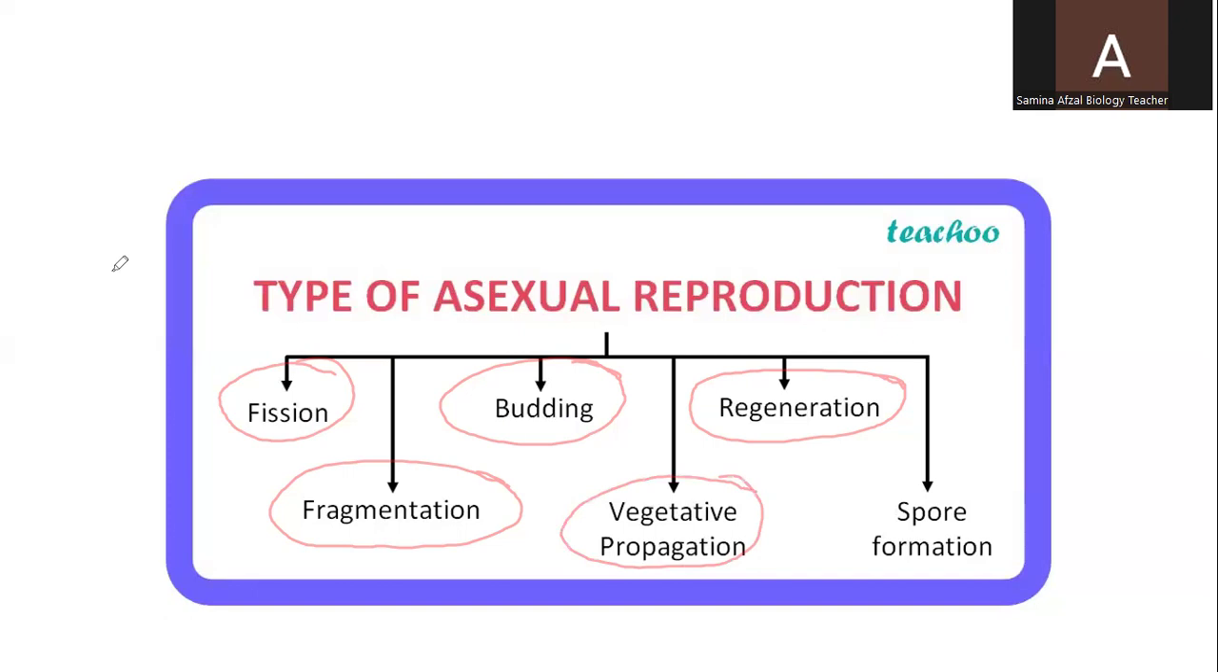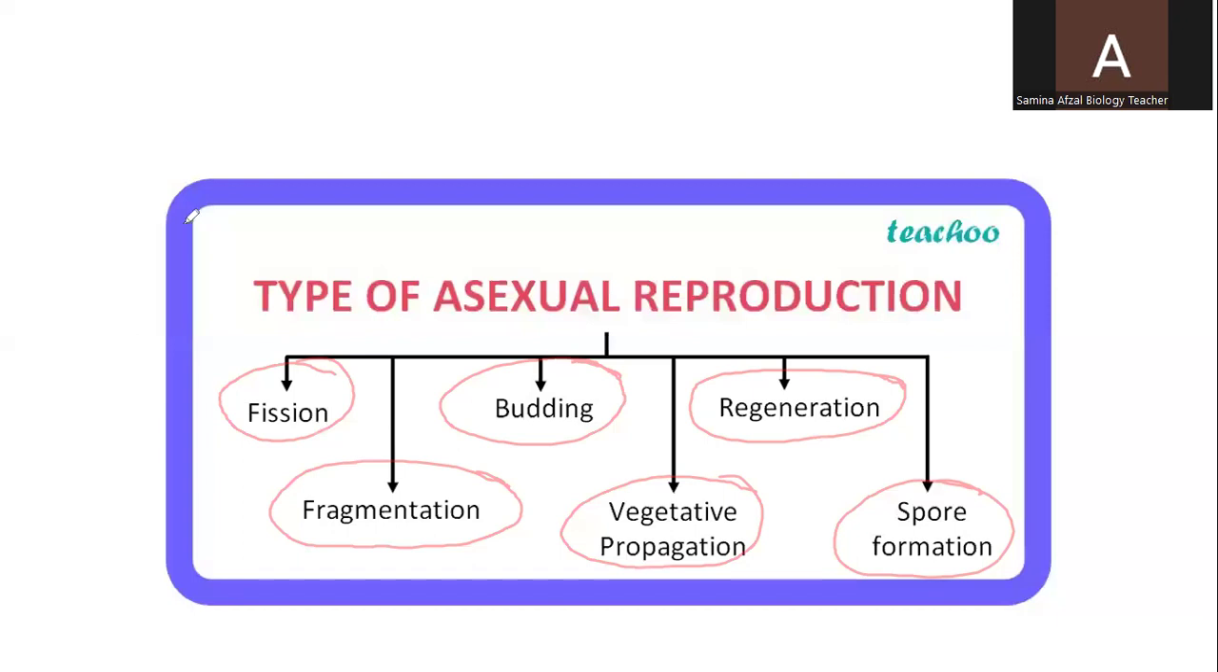Vegetative propagation is growth from the vegetative parts of plants, as for example from the stem. Cuttings can be grown in this way. And in spore formation, new offspring can be reproduced from the spores. So these are the different examples of asexual reproduction.